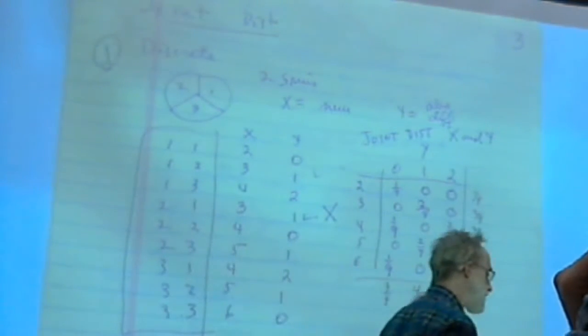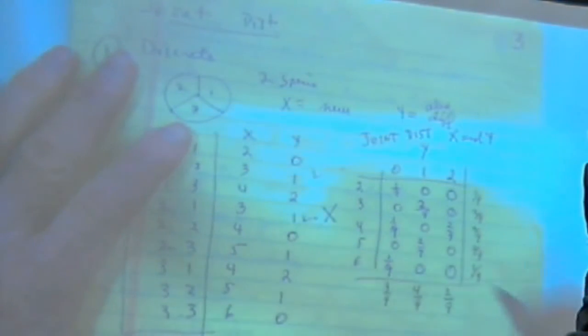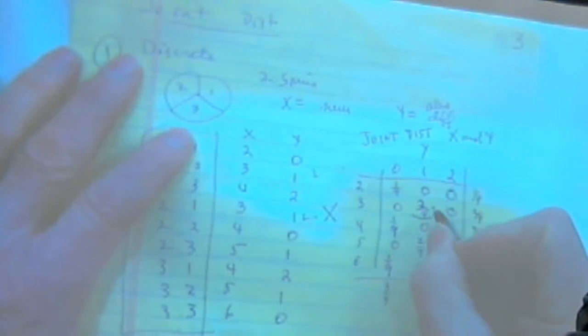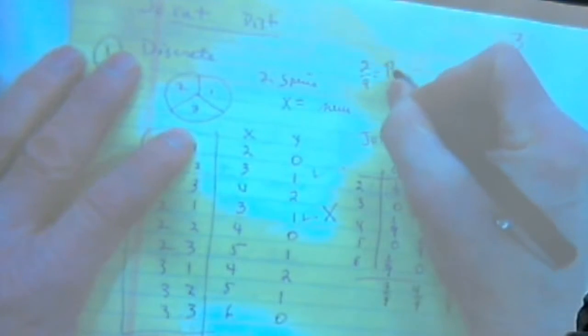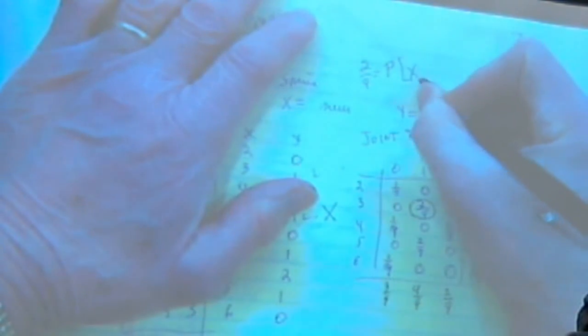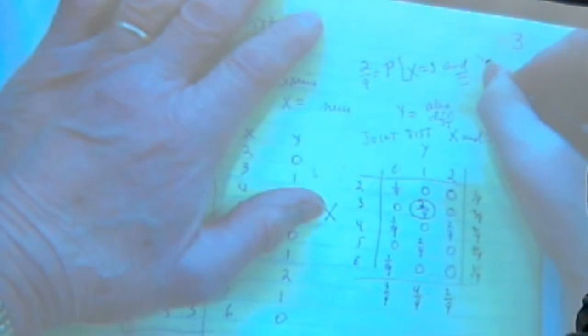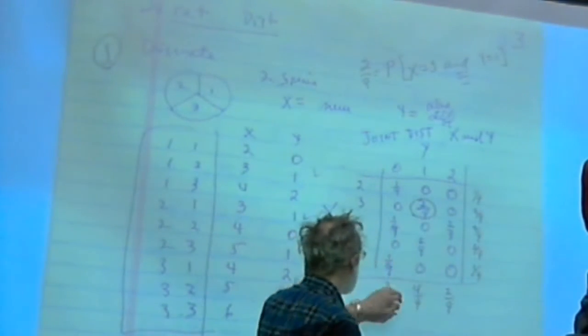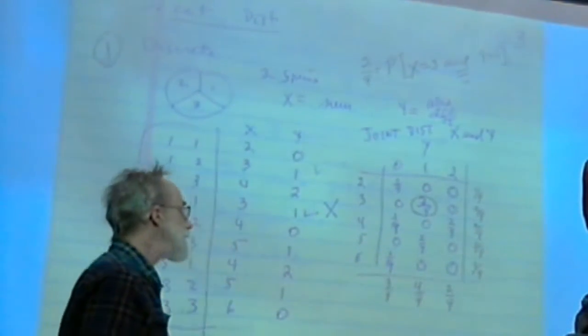And what's in this table is the joint distribution. This 2/9 is the probability that X is 3 and Y is 1. Okay, and that's true for each of these. 0 is the probability that X is 6 and Y is 1. So that's a joint distribution.